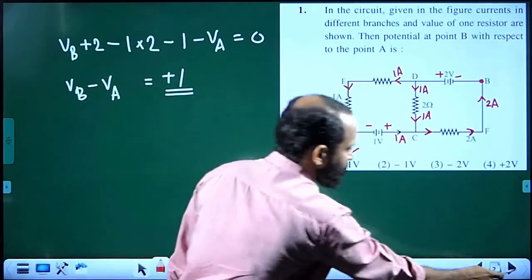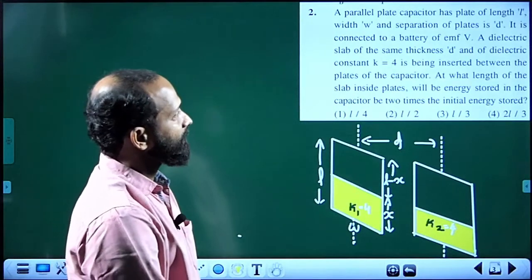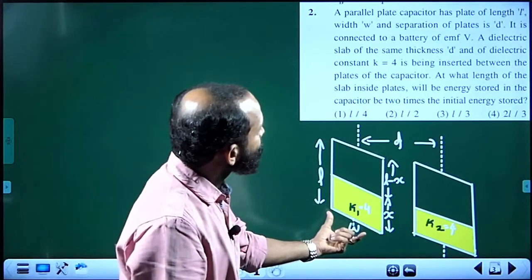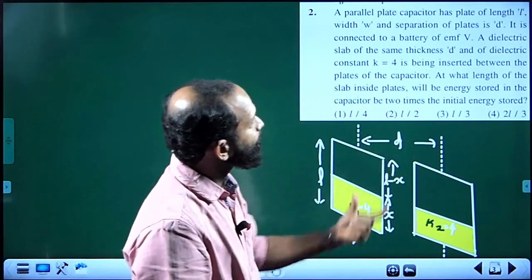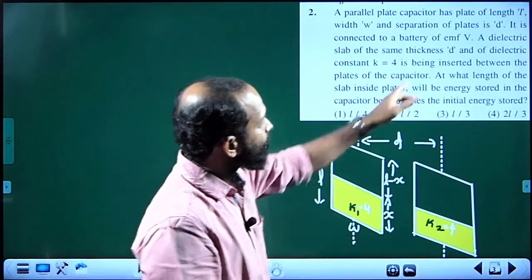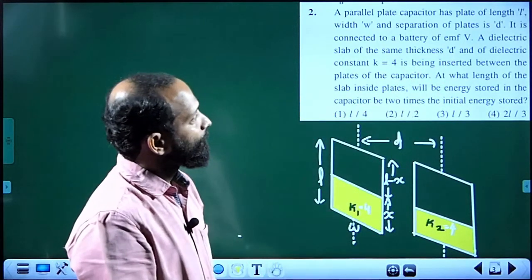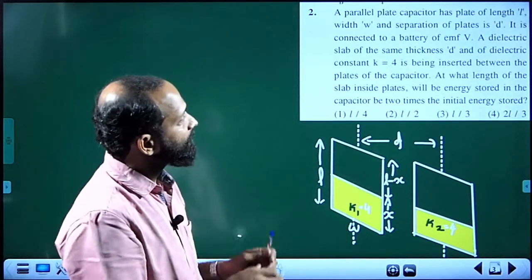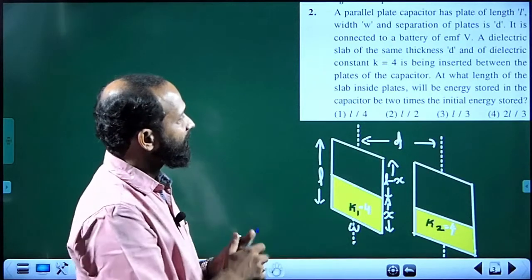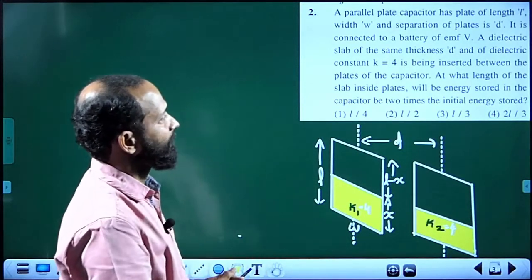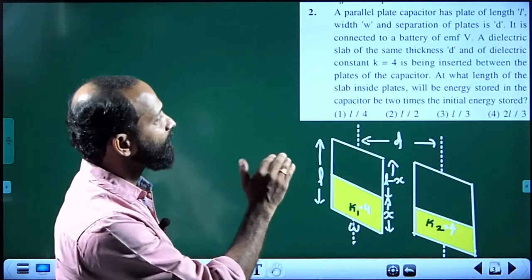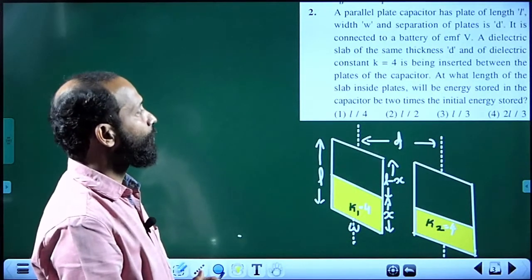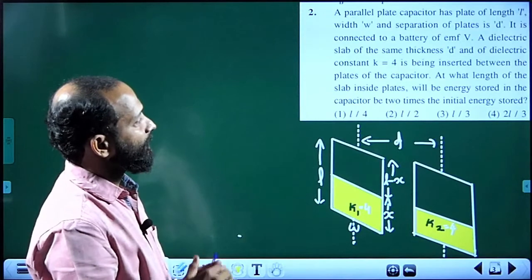Okay, next one. Parallel plate capacitor has length L. It is shown in the picture already. Width W, separation small d between the plates. It is connected to a battery of voltage V. The dielectric slab of same thickness d, with K equal to 4, is inserted partially between the plates of the capacitor. At what length of the slab inside the plates will the energy stored be 2 times the initial energy?